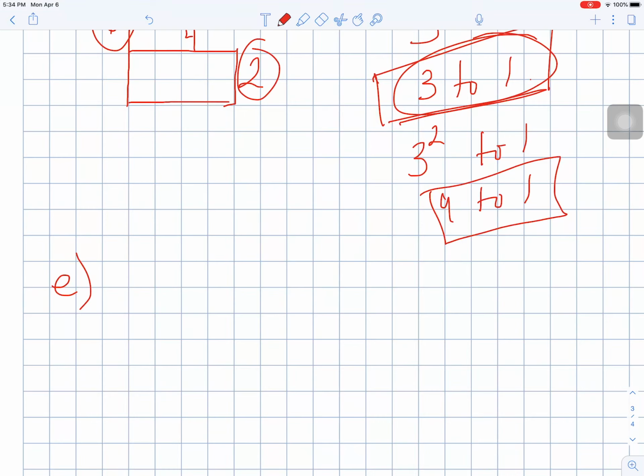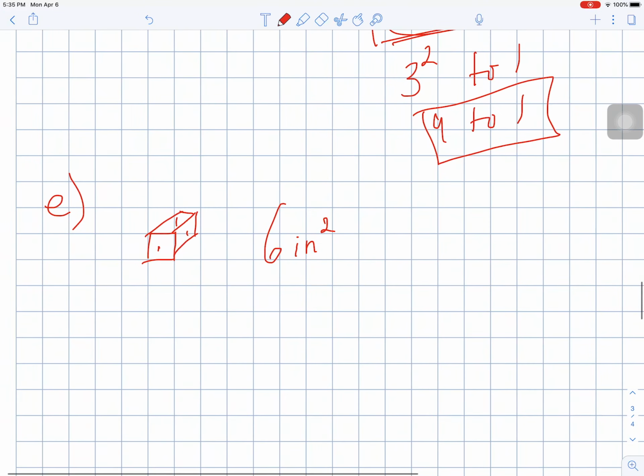Good. E. Find the surface area and volume of a 1-inch cube and a 10-inch cube. Okay, so surface area and volume. So surface area of a 1-inch cube. Well, a 1-inch cube has 6 surfaces, right? And each surface is going to be 1. So it's going to be 6 square inches. Now, if we grab one that's 10, then you're going to have 10 by 10 times 6. So you're going to have 600 square inches.